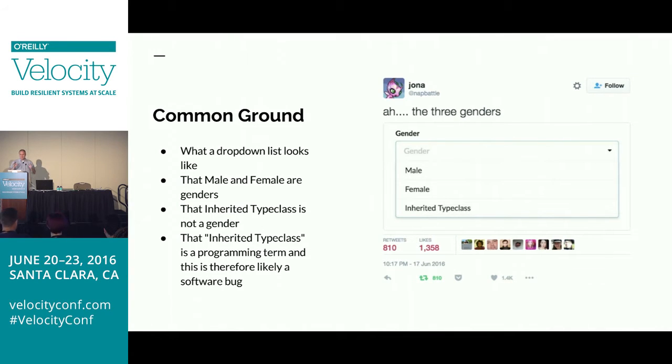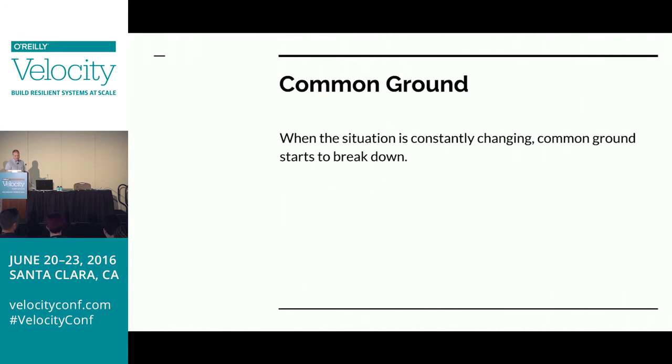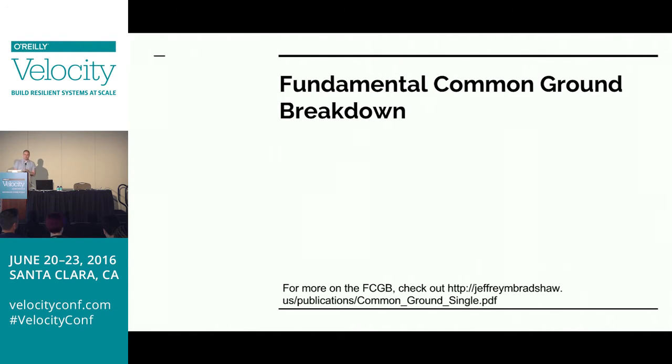Okay, so my point here is that there's a lot of shared context that we take for granted when we're talking to each other and when we're trying to communicate information. And if that context gets out of whack, then we can't have effective communication anymore. And it gets out of whack when the situation is changing very fast. So the main way that we lose common ground when we're doing joint activity is called the fundamental common ground breakdown.